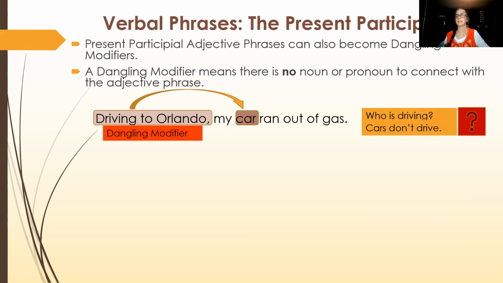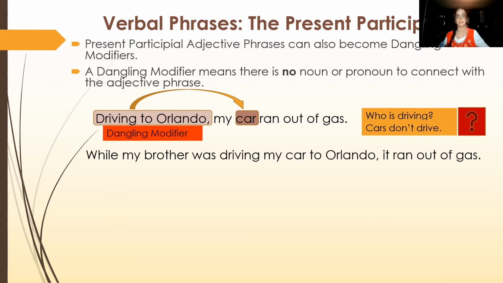So that's considered a dangling modifier. Now, remember, with our dangling modifiers, unlike the misplaced, we can't just move it around. We can't just move this driving to Orlando. There's no place else in this sentence to put it because there is no noun. We have to completely rewrite the entire sentence. While my brother was driving my car to Orlando, it ran out of gas.